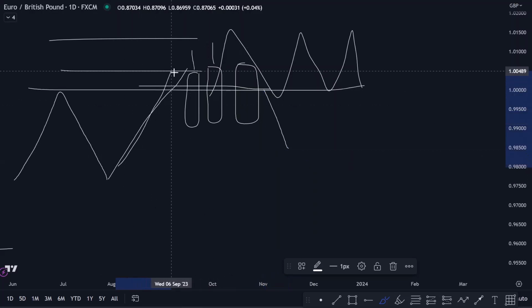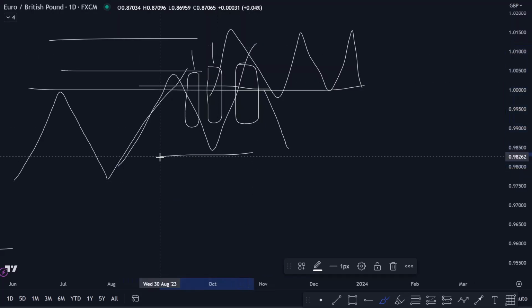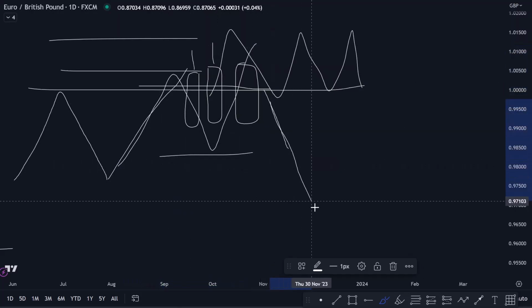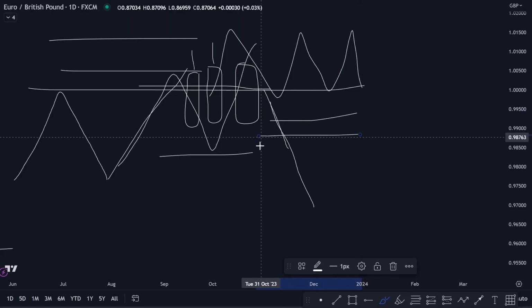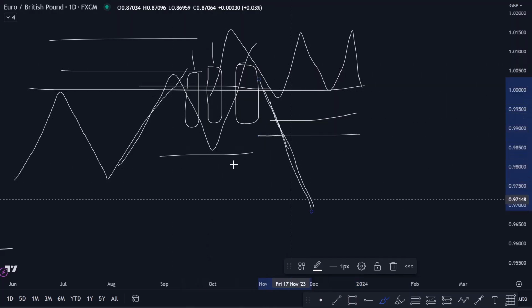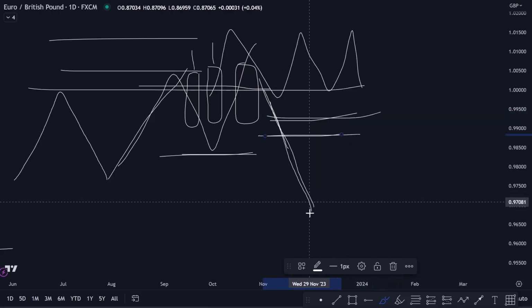So let's say I had a change of character here. Whenever this line is broken, I would look for a fair value gap, and it's going to be our 2022 mentorship model. So whenever a candle closes above this level here, we need to wait for a change of character, a fair value gap, and we enter.